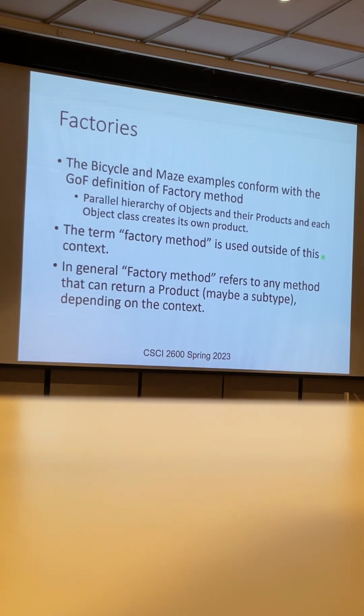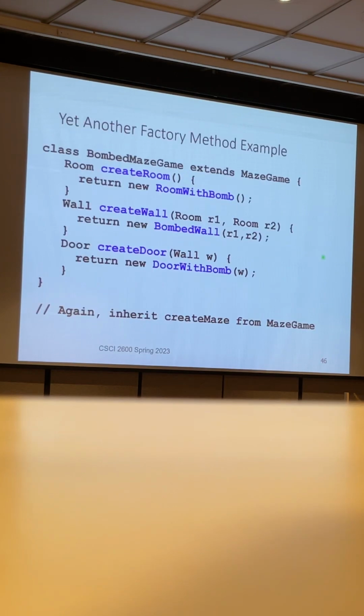All right, so we've looked at the bicycle example, maze example for the factory method. Right? So this is one of the design patterns that were in their original Gang of Four book. All right, and the reason it's called the factory method is because it's just one method. We can always identify it. We can say, well, create room is a factory method, right? Create wall is a factory method. Create bicycle is a factory method, right?